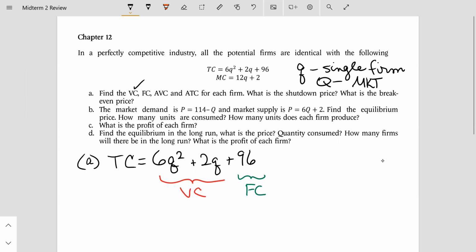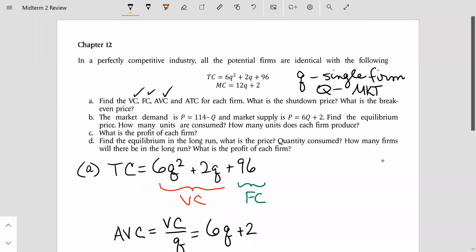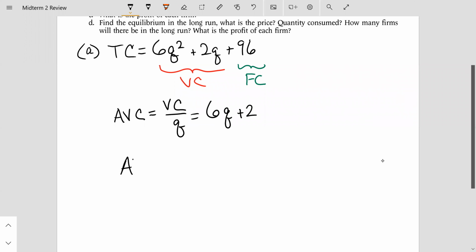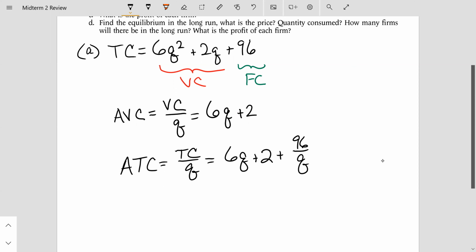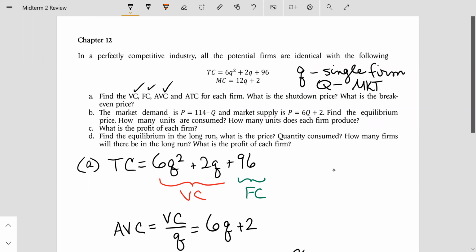Then let's get average variable cost, which is just variable cost over little q. So you get 6q plus 2. And then average total cost is equal to total cost over little q. And you get 6q plus 2 plus 96 over q. So we found the 4 things we were asked.